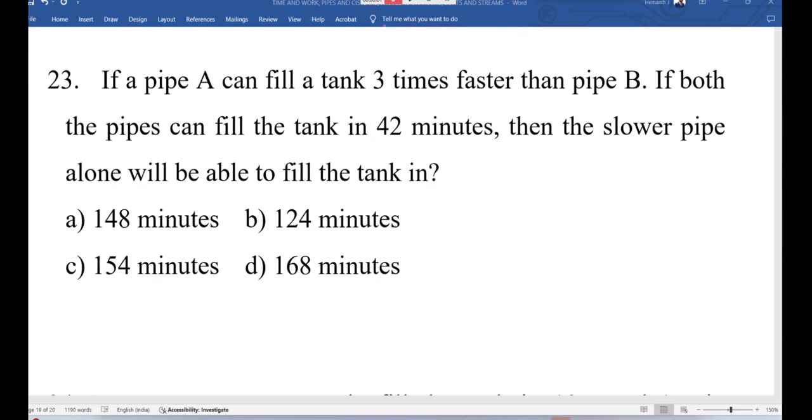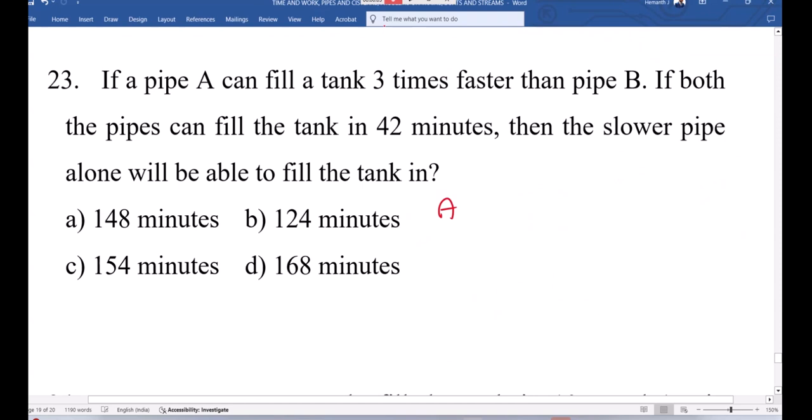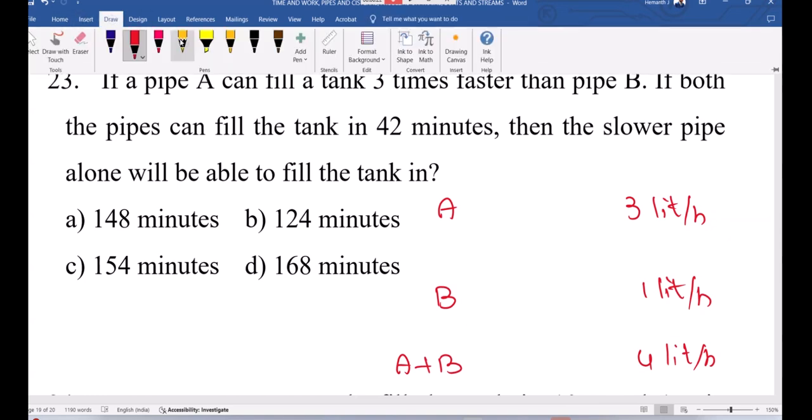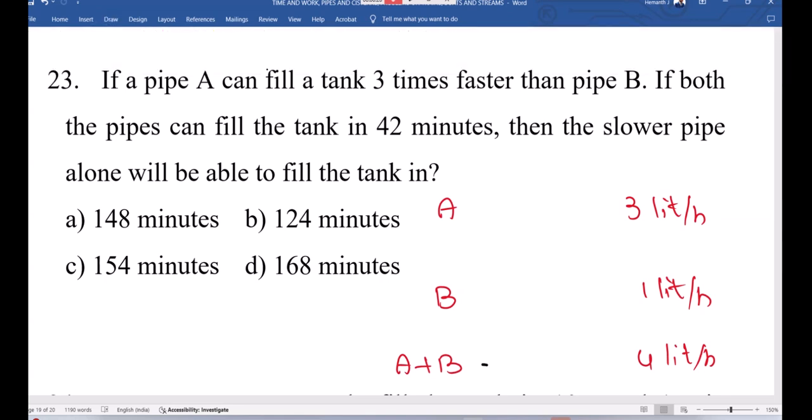Question number 23. Pipe A is 3 times faster than B. That's related to efficiency. If B can fill 1 liter per hour, A can fill 3 liters per hour. They are asking regarding both pipes together, A and B. Then 3 plus 1, 4 liters per hour. Now with 4 liters per hour, 42 minutes, then the slower pipe means B alone. Then B alone is what is the question.